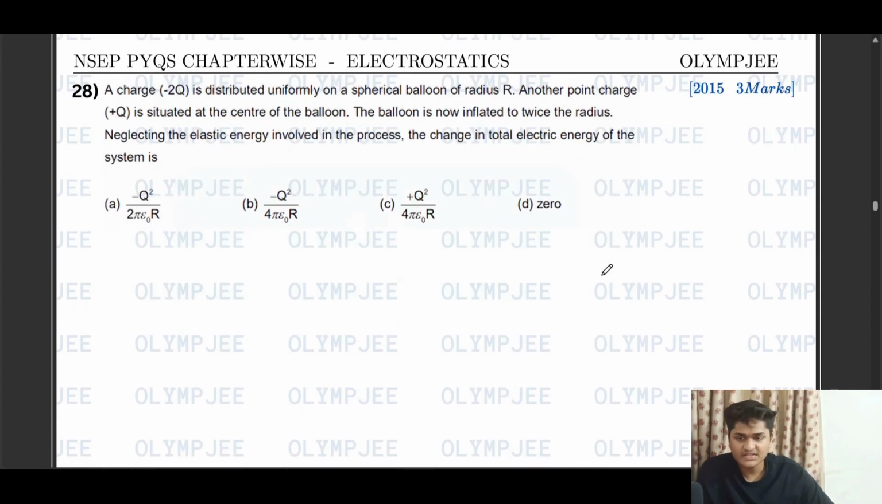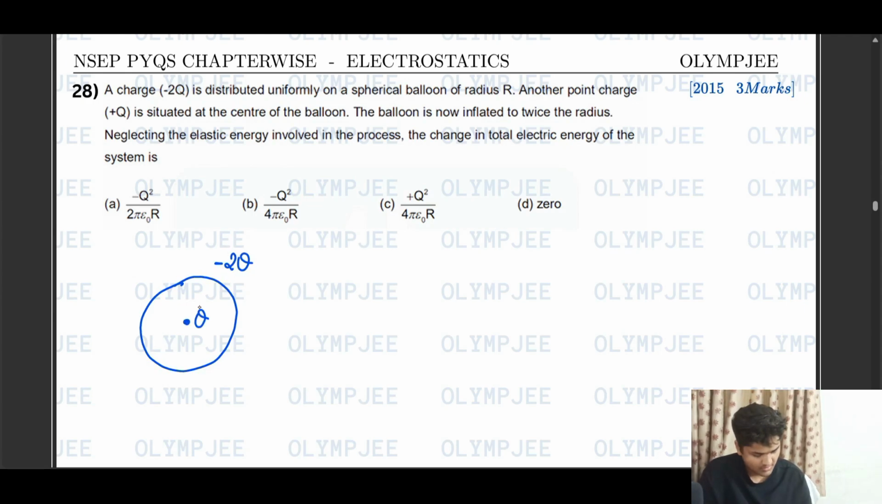Question 28 says a charge minus 2q is distributed uniformly on a spherical balloon of radius r. Another point charge plus q is situated at the center of the balloon. The balloon is now inflated to twice the radius. So neglecting the elastic energy involved, find the total electric energy of the system now. So minus 2q is distributed here and plus q is here.